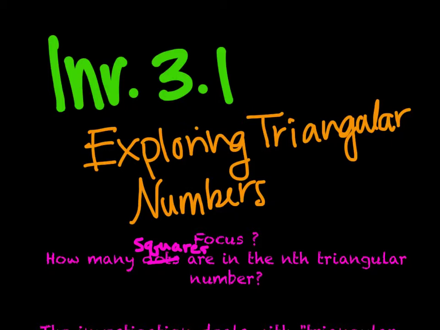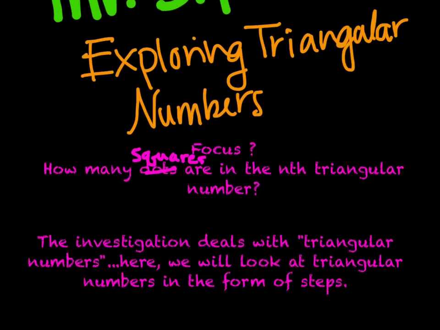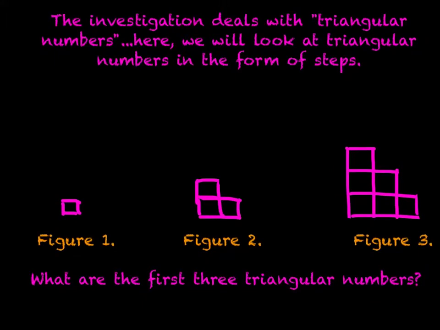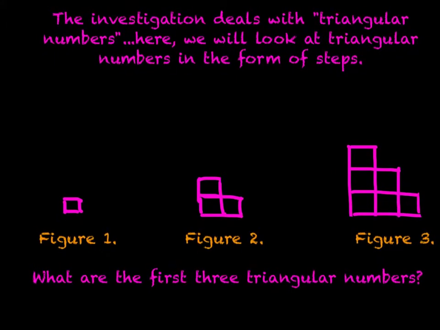We're going to play around throughout this whole investigation, for 3.1, 3.2, 3.3, and 3.4, looking for patterns to prove if something is a quadratic equation or not, and also playing around with different sorts of equation building. So let's get started. For this investigation, we're dealing with triangular numbers, and we're going to be dealing with them in the form of steps.